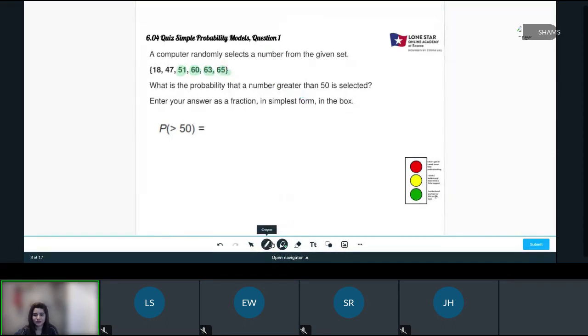Right? So out of a total of 6 numbers, 4 are greater than 50. So the probability of choosing a number greater than 50 is going to be 4/6. We always want to give answers in simplified form for probability and most math questions. So we can simplify by 2, and you will get 2/3, right?